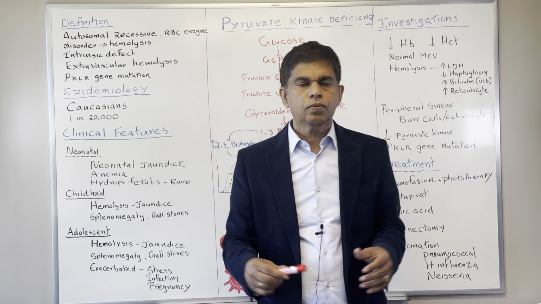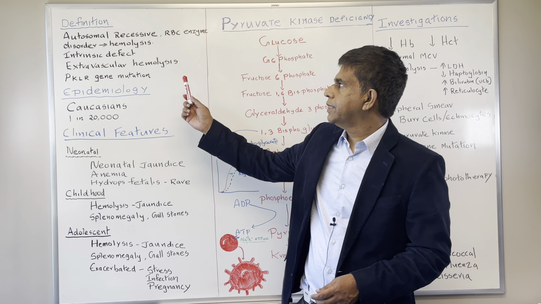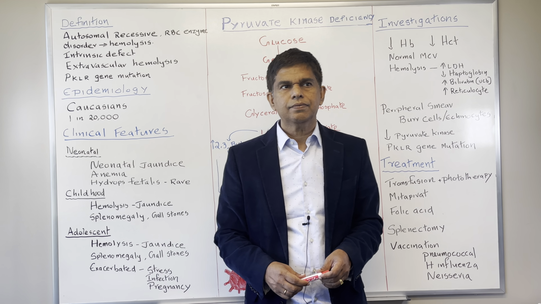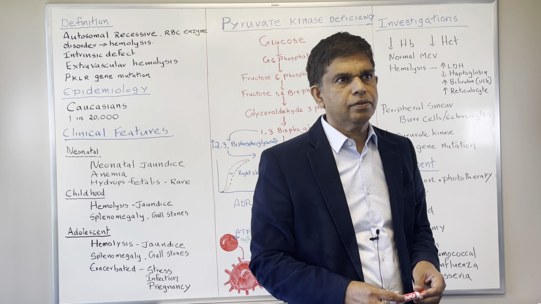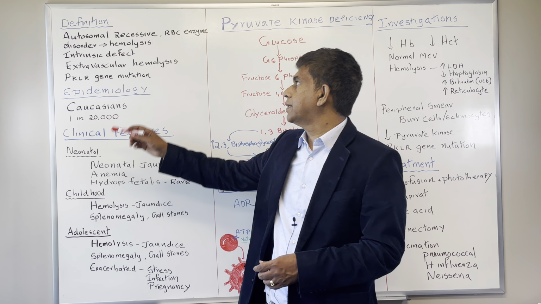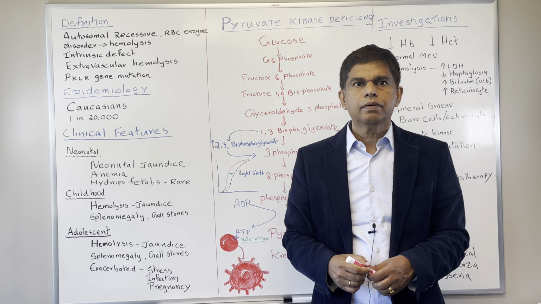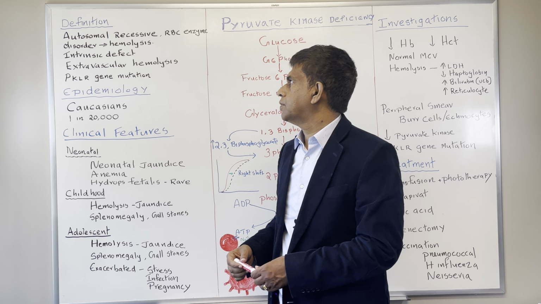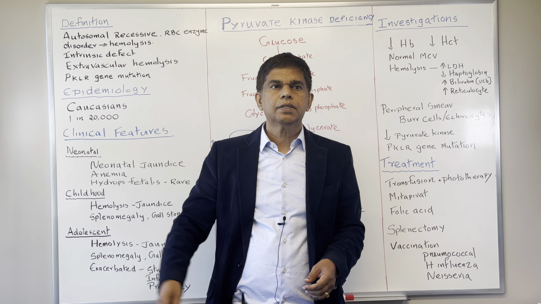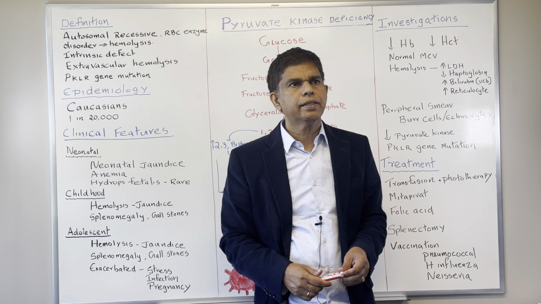Okay, so what is the first thing we always have to do? We start with our definition. Okay, so what is it? It's an autosomal recessive enzyme defect. Most of the enzyme defects are autosomal recessive. So look at the definition again. You got an RBC enzyme disorder creating a hemolysis picture. It's an intrinsic defect in the RBC enzyme, and results in extravascular hemolysis, mainly in the spleen.